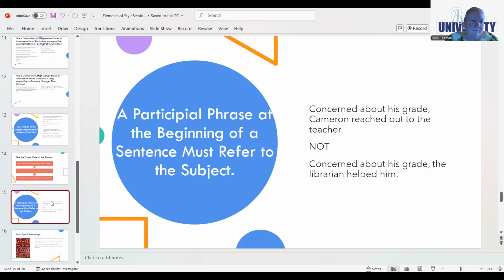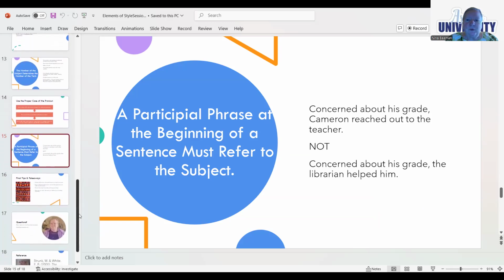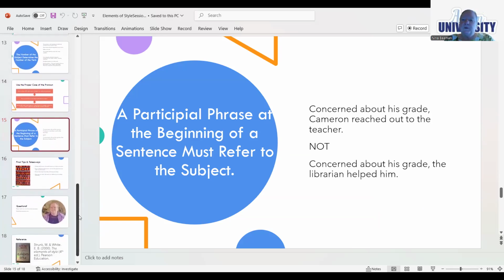Oops, skipped over. A participial phrase at the beginning of a sentence has to refer to its subject. So: Concerned about his grade. Now, notice I said his because I know that Cameron is a male. Concerned about his grade, Cameron reached out to the teacher. Okay, that is correct because the participial phrase referred to Cameron. Cameron was the one concerned about his grade.